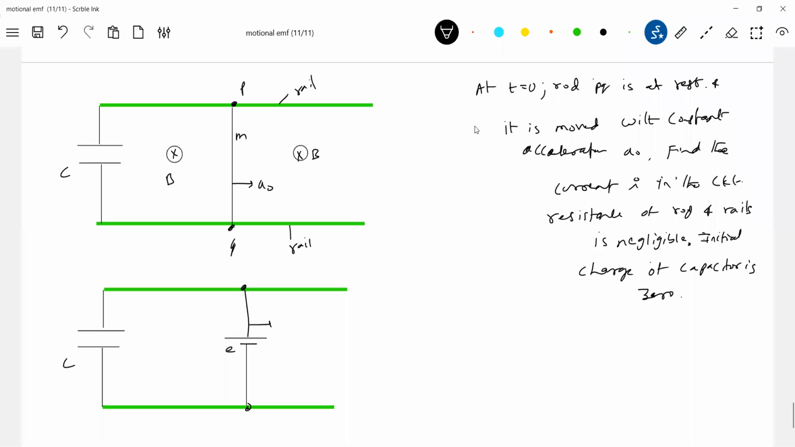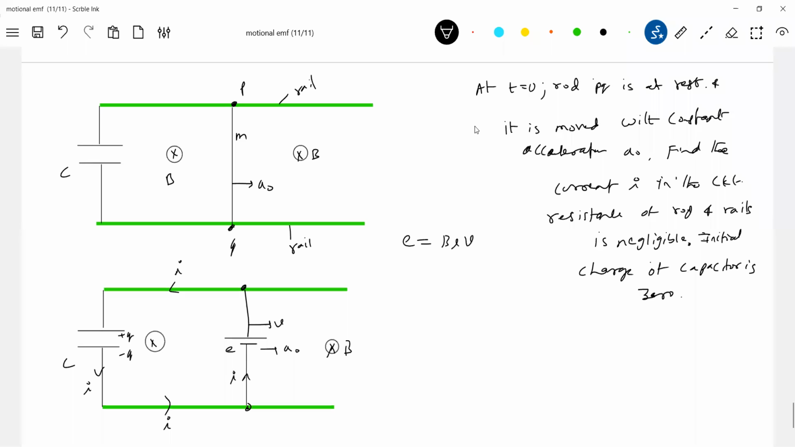At an instant of time, let V be the velocity, and it has constant acceleration A naught. And from Lenz's law, how should the induced current flow? Anti-clockwise. And at an instant of time, let the charge across the capacitor be Q. And what is E? E should be equal to BLV.